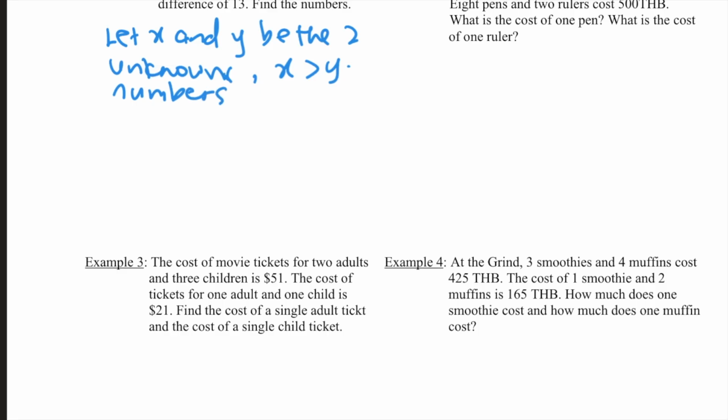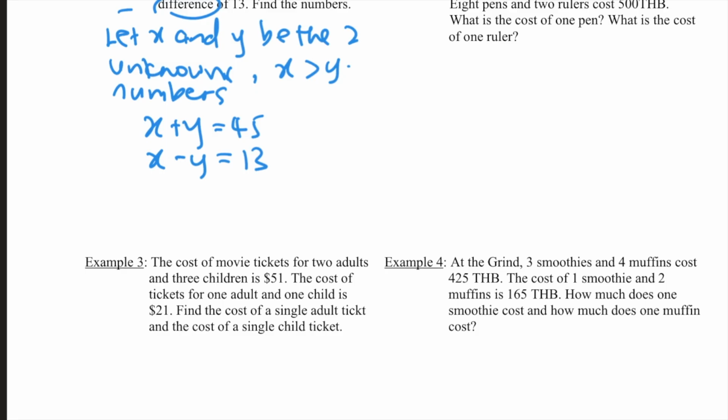Right? And then we know that the sum, which operation does sum have? Yes, it is a plus or addition. So x plus y is equal to 45. And difference will be subtraction, so x minus y is equal to 13. Now, after you set up the system, you can use the elimination or substitution method to solve.